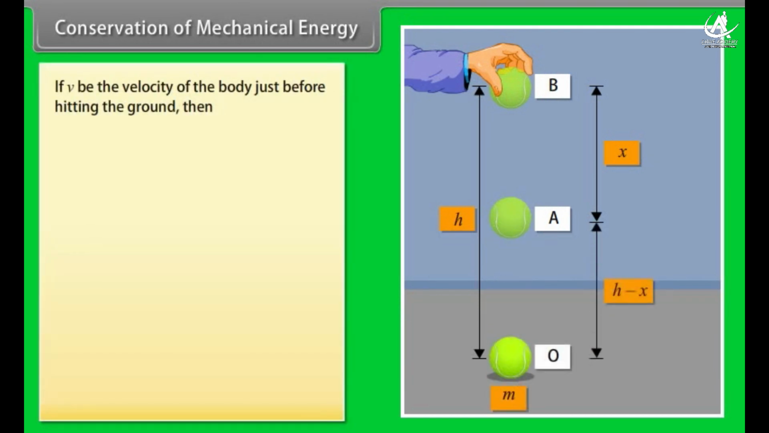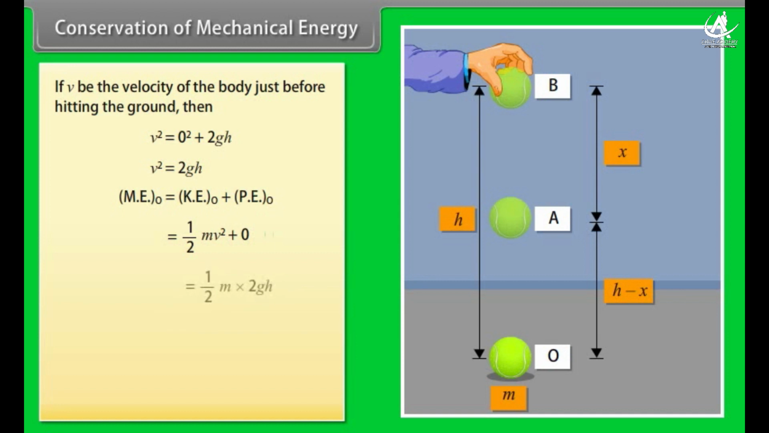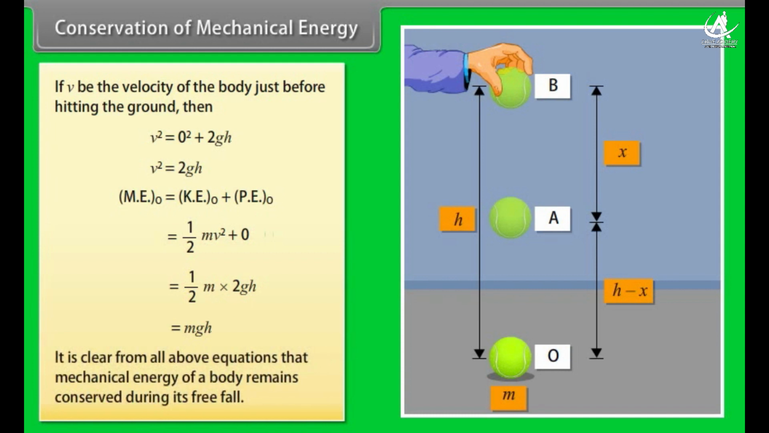If v is the velocity of the body just before hitting the ground, then v square is equal to 2gh. Here, mechanical energy of the body at O is equal to kinetic energy of the body at O plus potential energy of the body at O. By calculating it, we get the mechanical energy of the body at O is mgh. It is clear from all the above equations that the mechanical energy of a body remains conserved during its free fall.